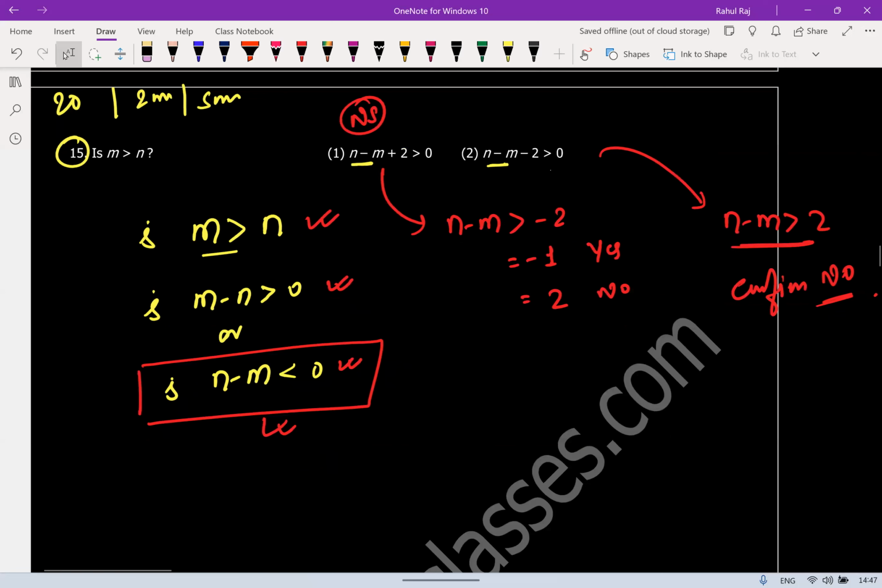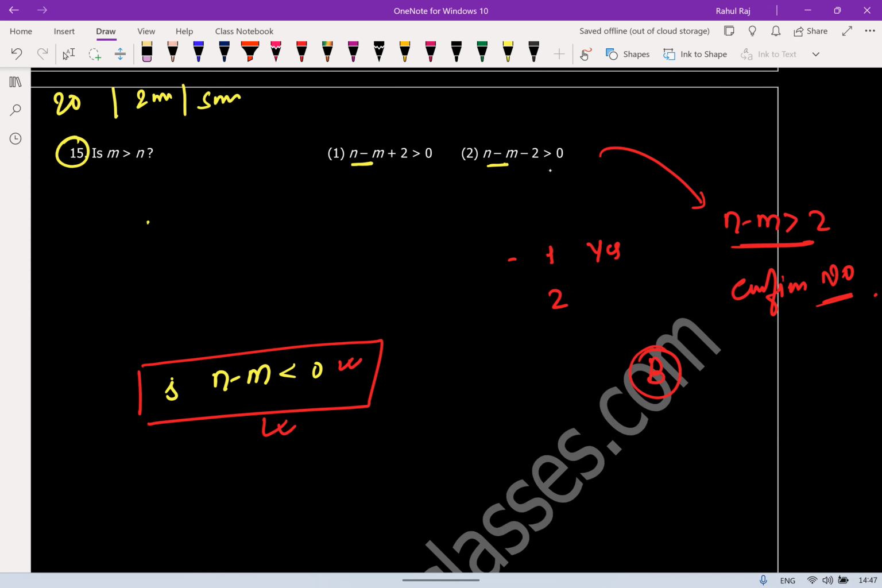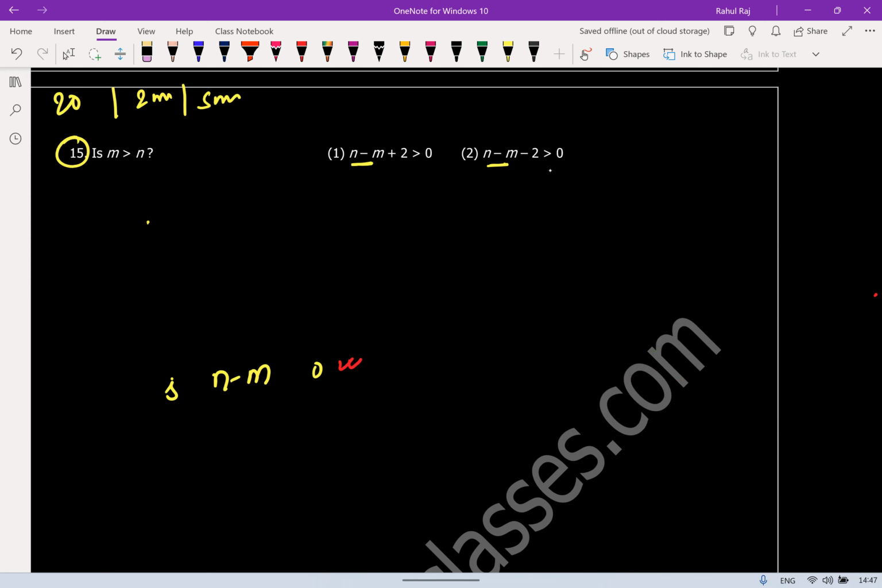No, sir. Perfect. Now this is a way that you can mark answer B, but there's a different way to also do this question. See here, I'll just tell you. If at any time you are getting confused, a lot of times it might happen that my question now is changed to: is N minus M less than 0? This is what I've changed my question to.